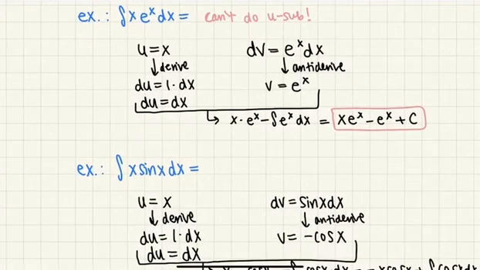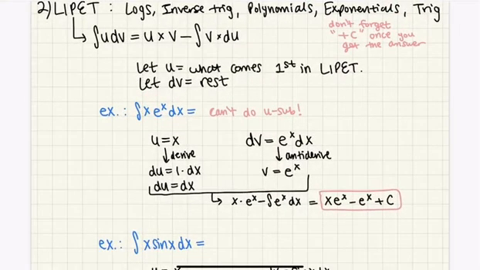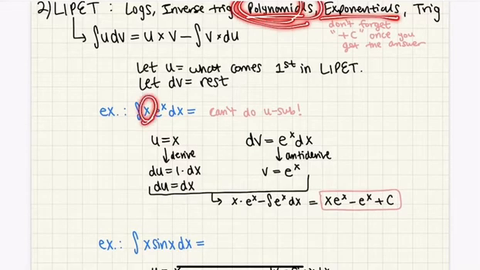Take the antiderivative of x times e to the x dx. You can't do u substitution in this problem because there is no derivative of either of these in the problem. So we would use LIPET because there is an x, which is a polynomial, and e to the x, which is an exponential. Since p comes before e, you let p, which is the x, equal u.